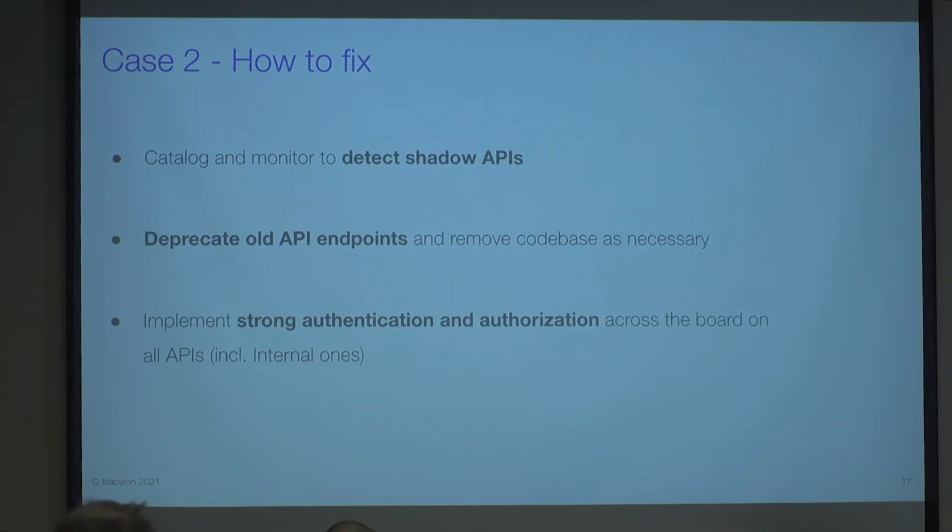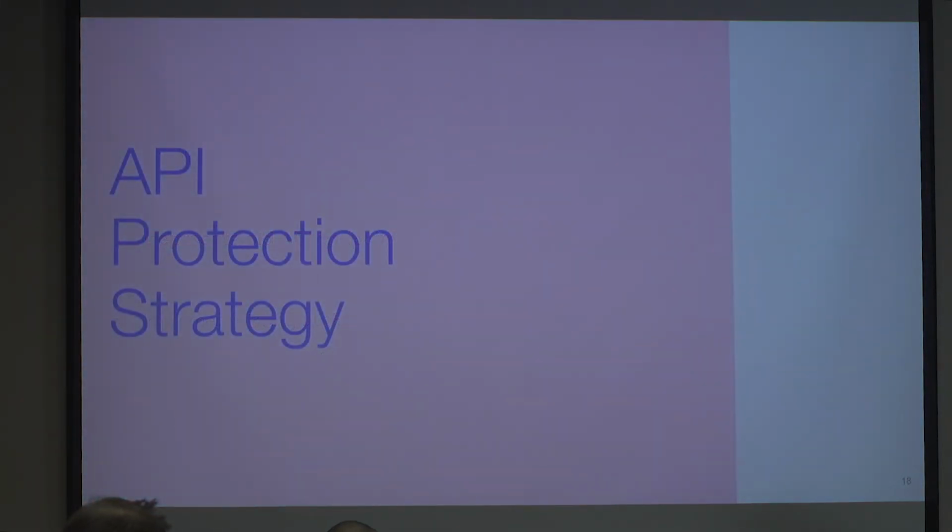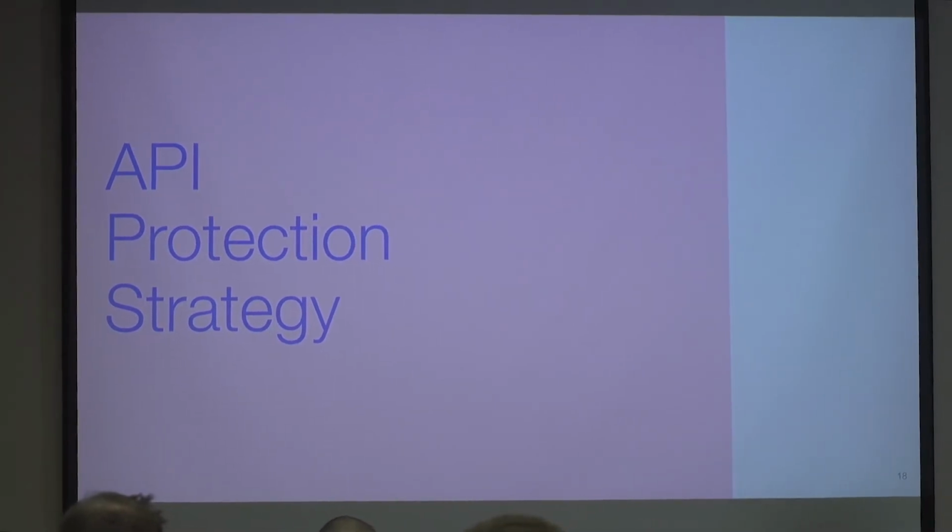I think we talked about some of the fixes. One thing to highlight would be to keep an eye on shadow APIs, right? So if you have an API that's no longer in use, or that has a newer version of it, it needs to be closely monitored and deprecated. We don't want loopholes that allow attackers to come in and take the data, and implement strong authorization and authentication. That's key across all the microservices.